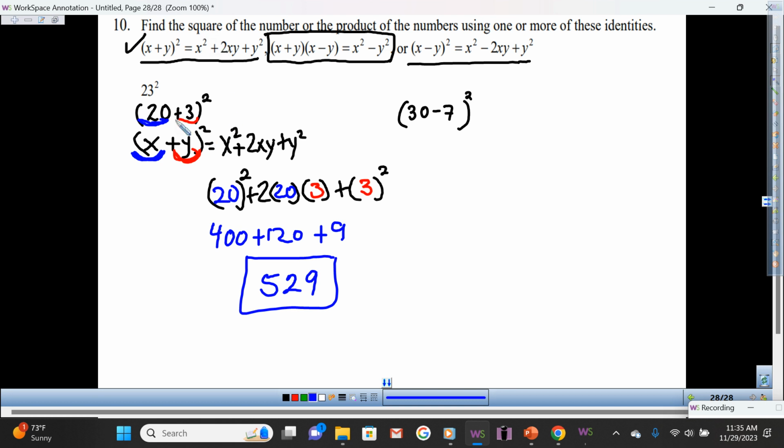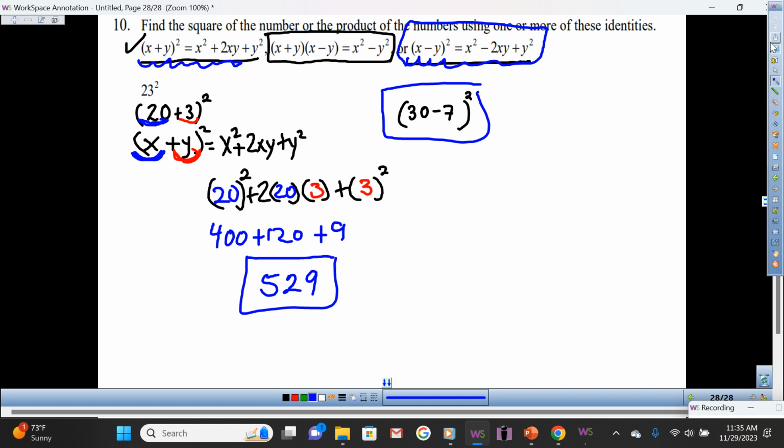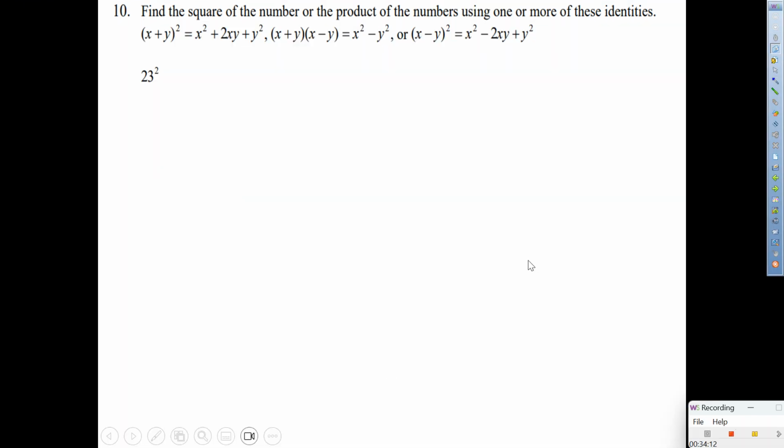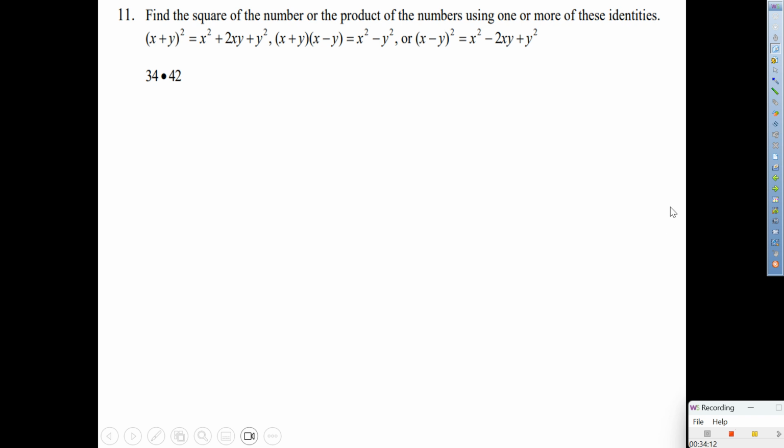However, if you love negatives, look at this one. Could we use this same identity? No, because this one is a what? So we would use which one? This last one right here, if I was to go with that one. But I'm not going to do that one for the sake of time. But do you know what to do? Yeah, you write this underneath, substitute values, and move on. So, all right, let's move on. That was number 10. Let's go to number 11.